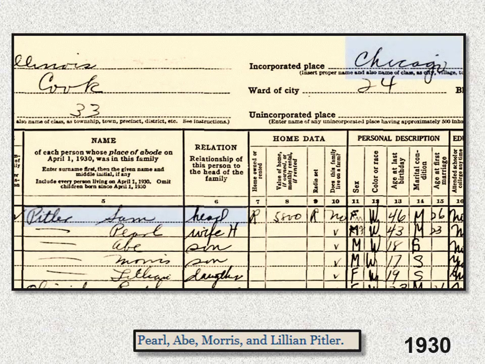Because when you look at this, and you can see that I'm in Chicago, the head of the family is Sam Pitler, and there indeed is Pearl, Abe, Morris, and Lillian. Bingo! So I got the right people. Based on probability, this is the family in Chicago.